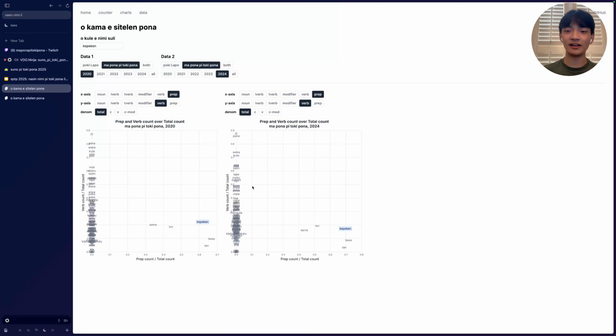So we can validate a lot of the feelings of language change in Toki Pona with some of this numerical, quantified data like this.